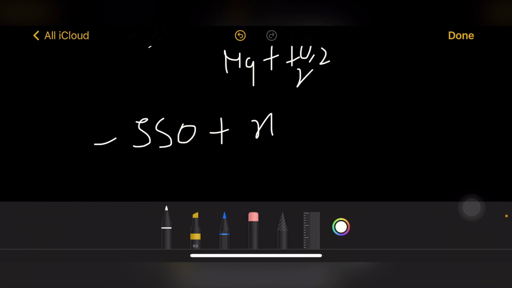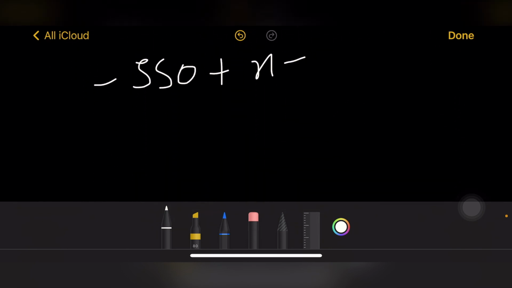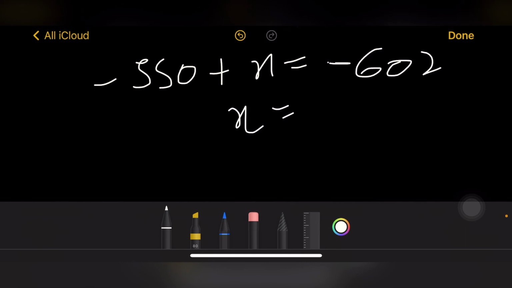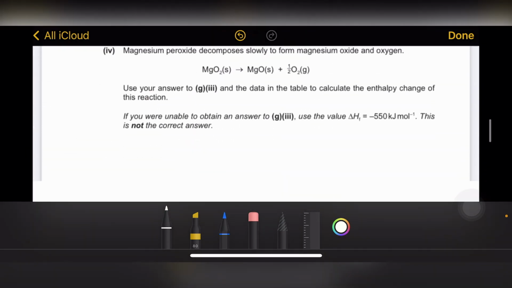Minus 550 plus x is equal to minus 602. Just solve this and you are done. I hope you understood. Stay tuned for the next question.